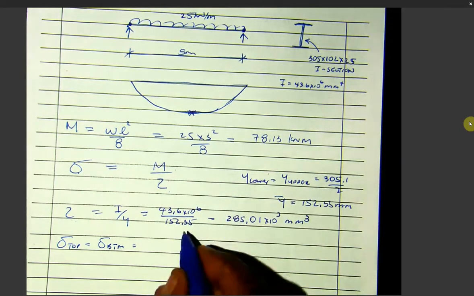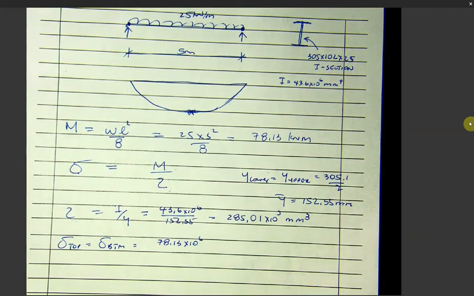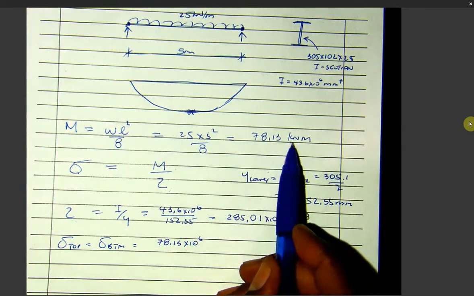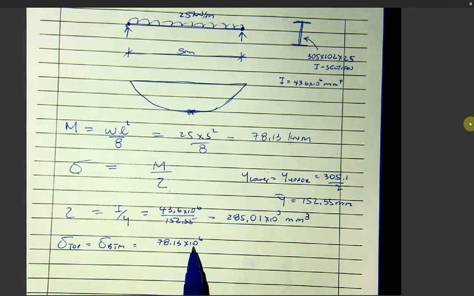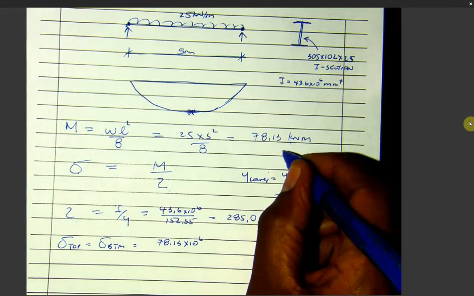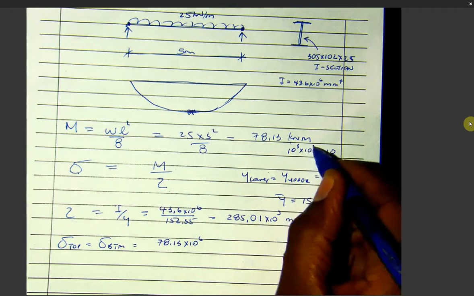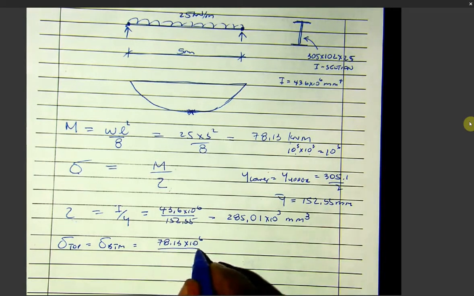Then my moment is 78,13 times 10 to the power 6. Why am I multiplying by 10 to the power 6? Remember, this is in kilonewtons. To convert it into newtons, you multiply by 1000. To convert that one into millimeters, you multiply by 1000 again. So this is 10 to the power 3 times 10 to the power 3. Then 10 to the power, add the indices, 6. The bases are equal, so you add the indices. Then you divide that by your Z.